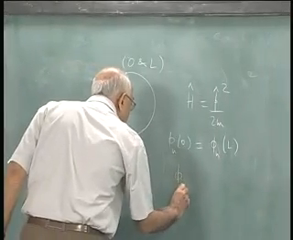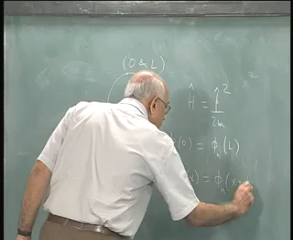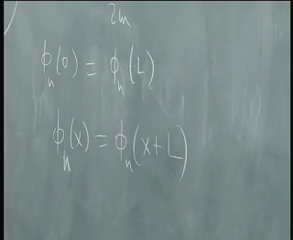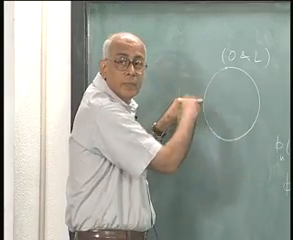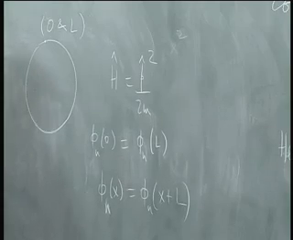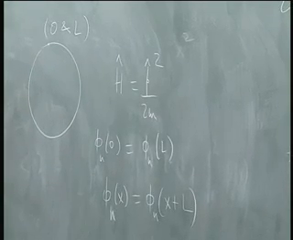In fact, what you are saying is, and that is true everywhere, you are saying the wave function here is the same as the wave function there, and therefore it is equal to phi n of x plus 2l, x plus 3l, or x minus l, x minus 2l, and so on. These are called periodic boundary conditions.